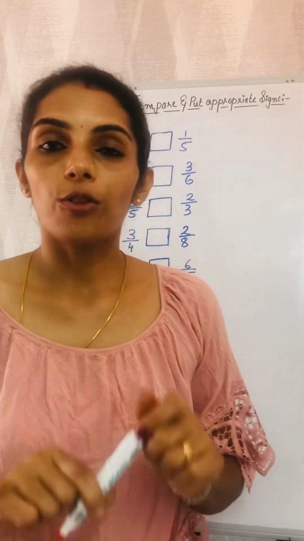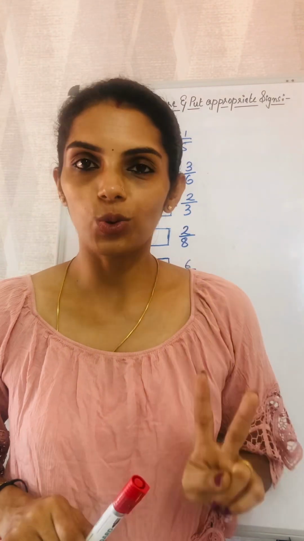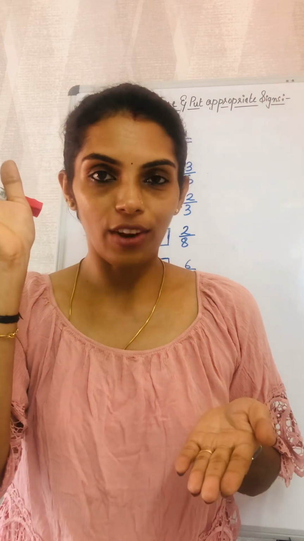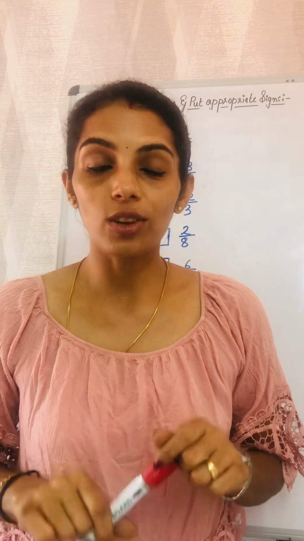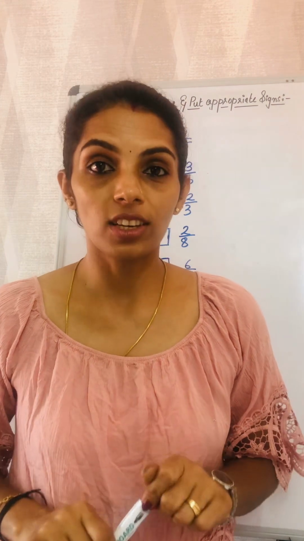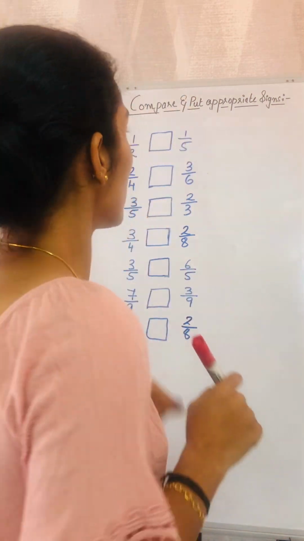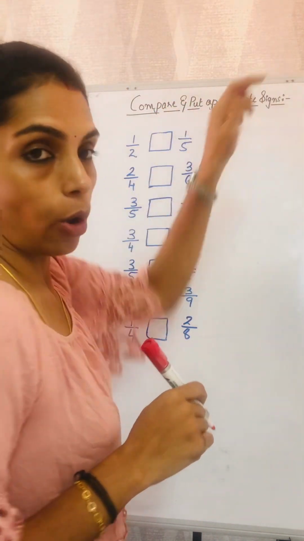When it comes to comparing fractions, you have to keep in mind two rules. The first rule is: smaller the denominator, greater the fraction. The second rule is: you have to get the equivalent fractions, which have a common multiple of the denominators. So come, now let's compare and put the appropriate sign.